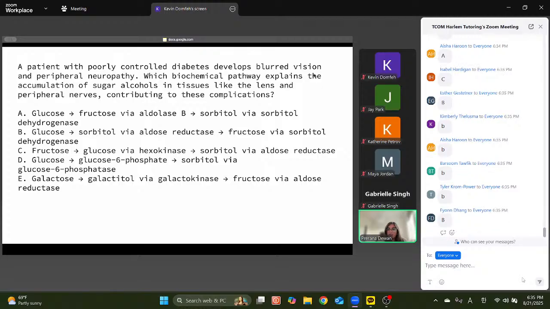All right, yeah, it looks like most people got the right answer. It is B. So some tissues, especially like the lens and nerves, have very little of that sorbitol dehydrogenase. So when glucose is converted to sorbitol, but sorbitol to fructose is slow, you're going to have an accumulation of sorbitol, and it's going to present with those symptoms like blurred vision and neuropathy in this case. Any questions about that?